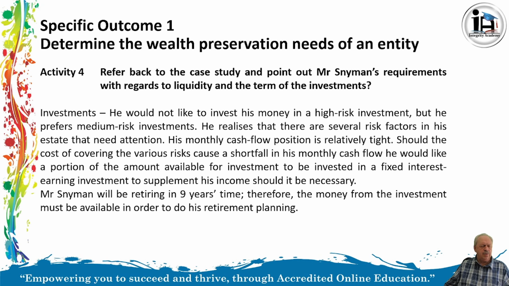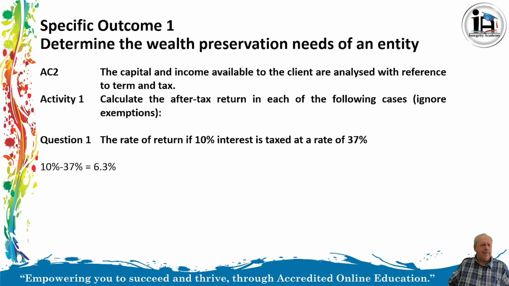Let's have a look at assessment criteria number 2. The capital and income available to the client are analyzed with reference to term and tax. So now we need to go and do calculations and analyze what he has at the moment. So let's just have a look at calculate the after-tax return in the following cases.